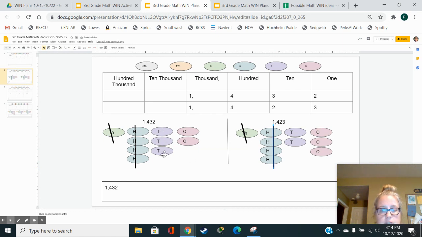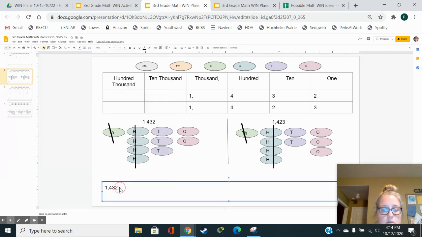So now I have 1, 2, 3 tens and 1, 2 tens. Well, that means that those are different. So thinking about that, is 3 tens or 2 tens bigger? That's right, 3 tens are bigger. So that means that this number, 1,432, is greater than 1,423. So I'm going to write that down.